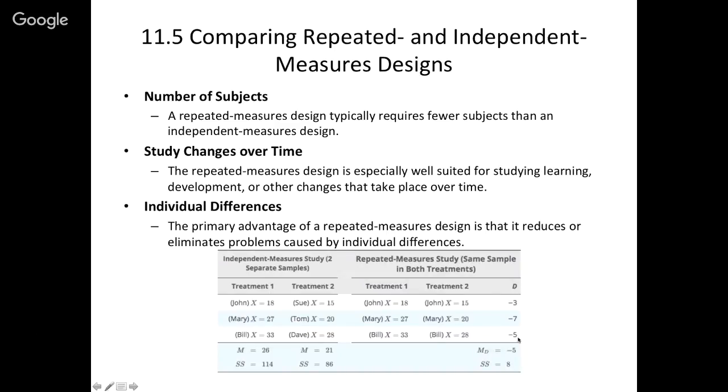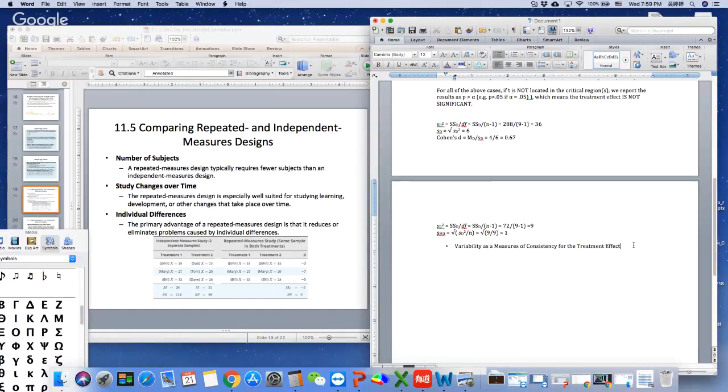So here is an example, right? For the contribution of individual differences to the sensitivity of a t-test, meaning the likelihood to reject H0. You see here, the values are exactly the same, right? But here is an independent measures t-test, and here is a repeated measures t-test. Then we can compute the t-value for these two examples.